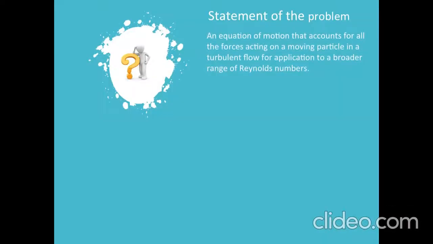Now the problem is developing an equation of motion suitable for application to a broader range of Reynolds number. We'll see that snowflakes have a very broad range of Reynolds number. So we need to develop an equation that can be useful in this broad range of Reynolds number and can predict the particle trajectory and fall velocity in any non-stationary flow like turbulent flow.